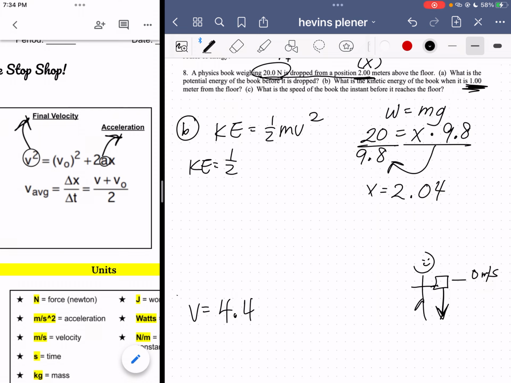Kinetic energy equals 1/2 mass, 2.04, times 4.4 squared. So 4.4 times 4.4 times 2.04 divided by 2, because that's how you do this. When you times by 1/2, you just divide it by 2. So I got kinetic energy equals 19.74. Horrible penmanship. 19.74, long day, joules.